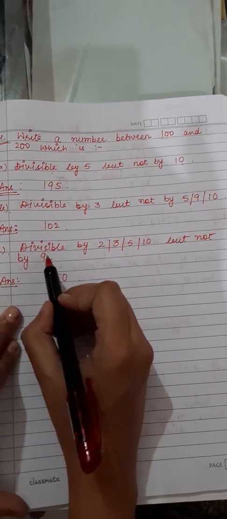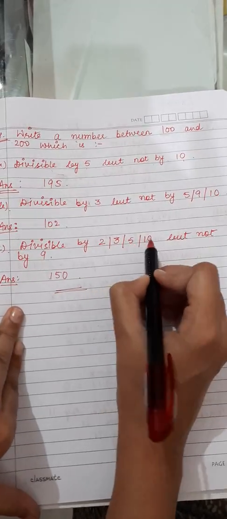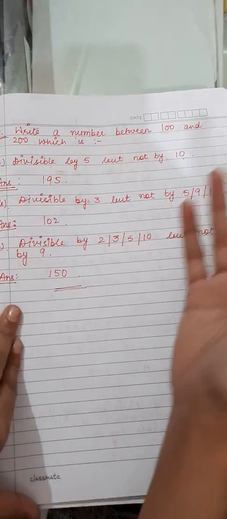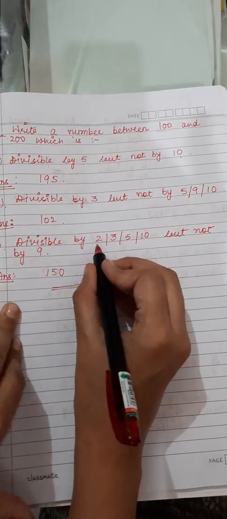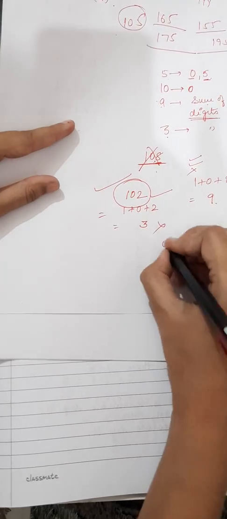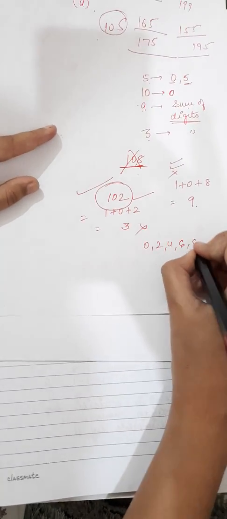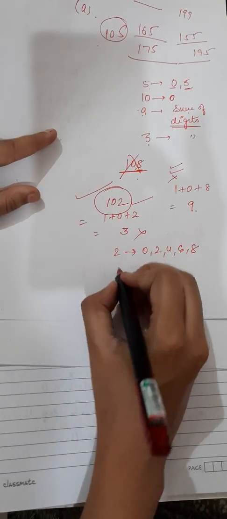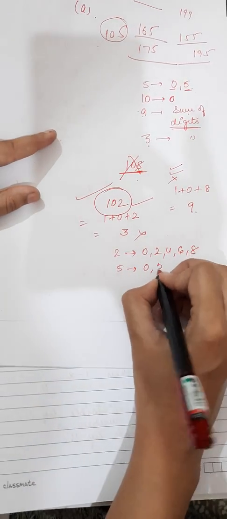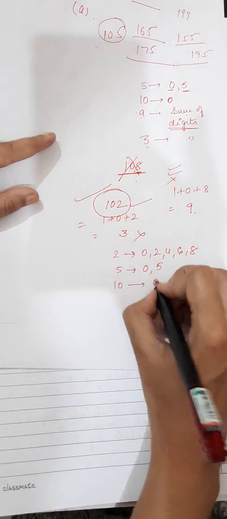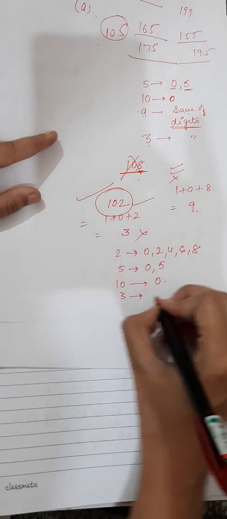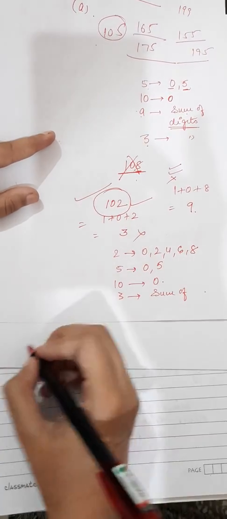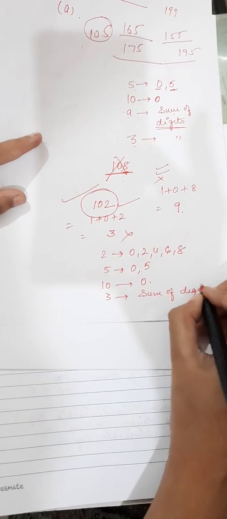C part, you have to take a number which is divisible by 2, 3, 5, 10 but not by 9. You can take any number. See, for 2, the ones place should be 0, 2, 4, 6 and 8. This is for 2. For 5, the ones place should be 0 or 5. For 10, it should be 0. And for 3, the sum of the digits should be divisible by 3.